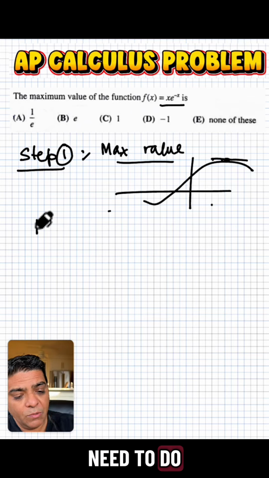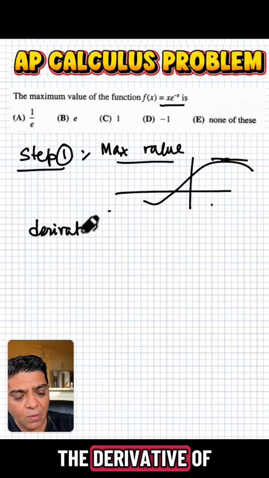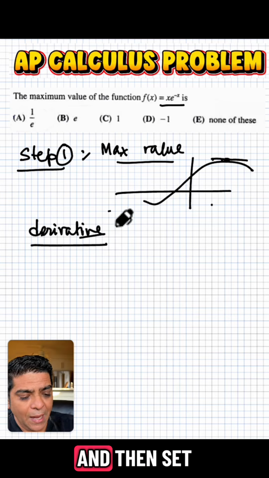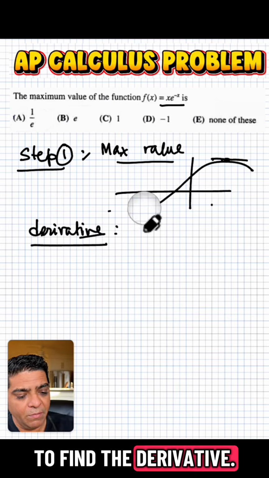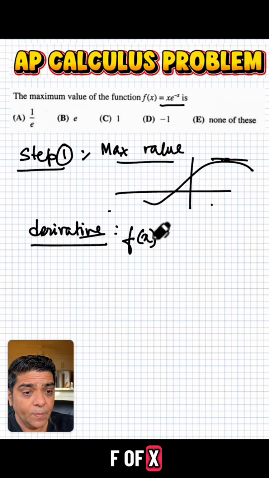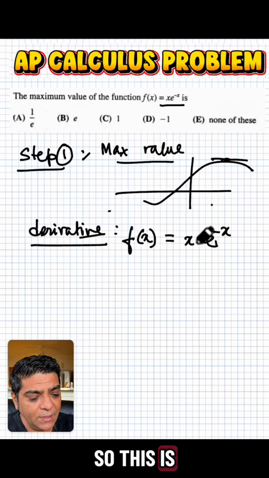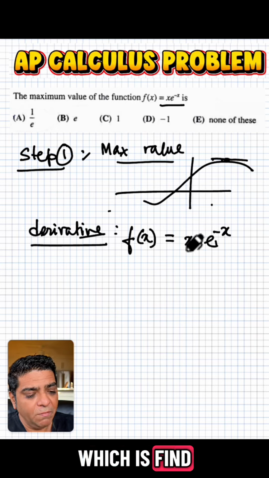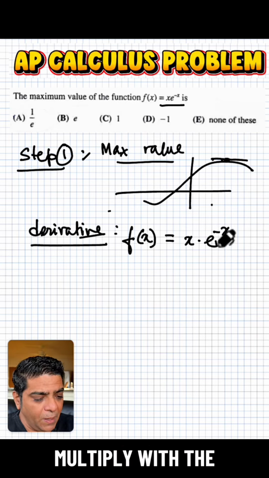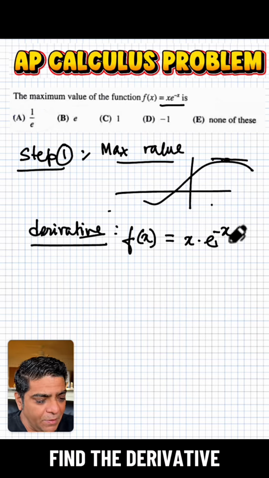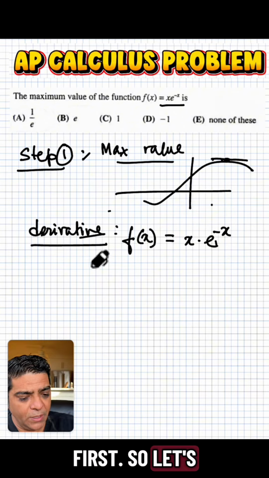So what we need to do is to find the derivative of this function and then set it to 0. So let's go ahead and try to find the derivative. We have f of x equals x e to the power of negative x. So this is a product. We're going to use the product rule, which is find the derivative of the first term, multiply with the second, plus find the derivative of the second term, multiply with the first. So let's go ahead and do that.